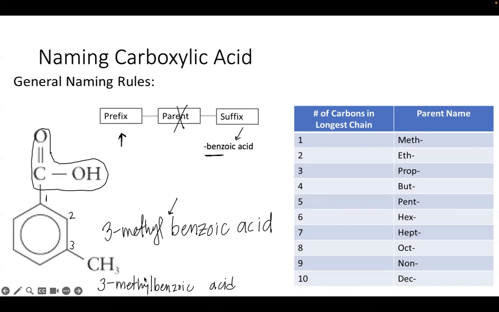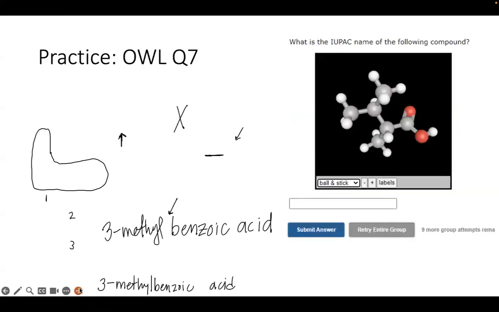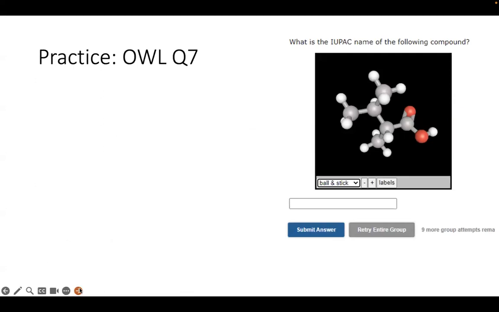So let's move on to our next slide here. Here's an example from your OWL of naming carboxylic acids. So I threw in this 3D structure one. If you are like the last group, you probably are going to hate the 3D structure ones, but I can't take them out. So we will learn to work with them.